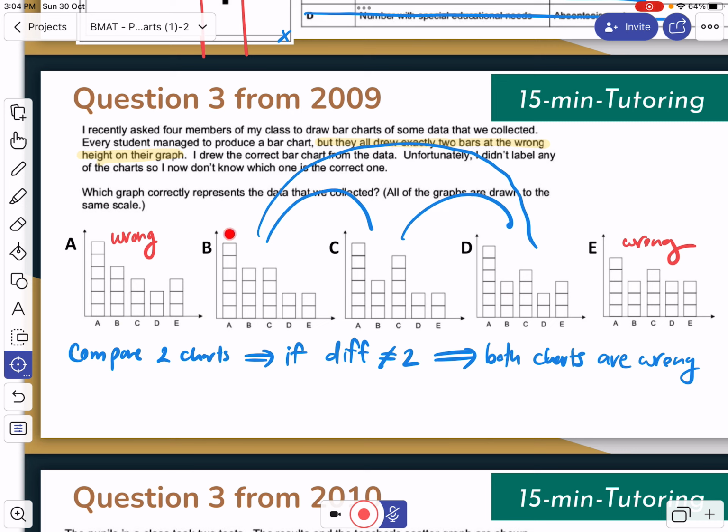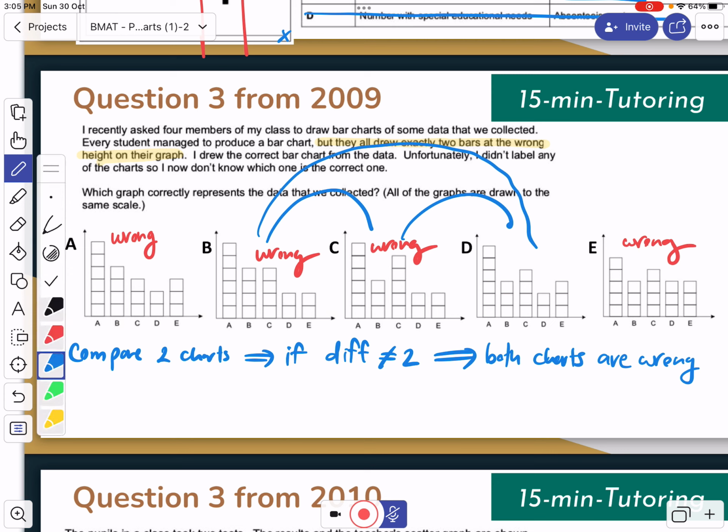First, difference number 1. Difference number 2. Same. Difference number 3. So 3 differences at least. This is wrong. And E, let's compare it with C. Difference 1. Same. Difference 2. Difference. Difference. So we have 4 differences. And we know that E is wrong, so C must be wrong. And finally, we are left with only one possible right answer, which is D.